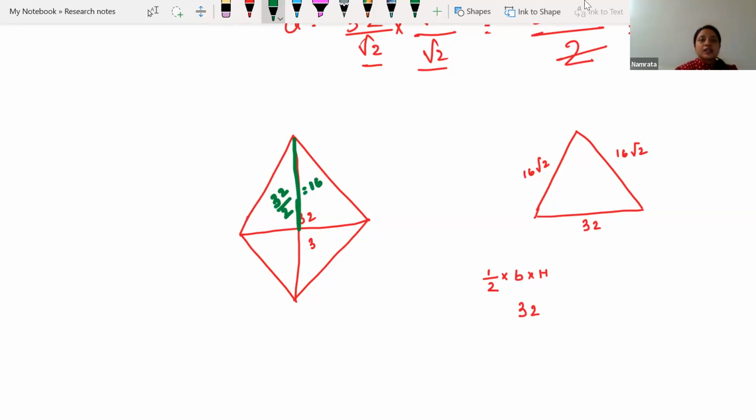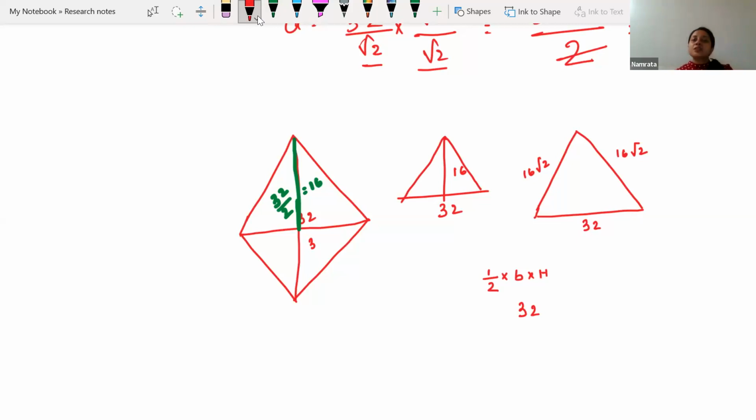So yes, easily without Heron's formula, we will be able to get the area of this triangle, because we know base is 32 and we know height is 16. Are you getting it? Yes, ma'am. Everyone? Yes, we are, ma'am. Why are we not going for Heron's formula when we know all the sides?